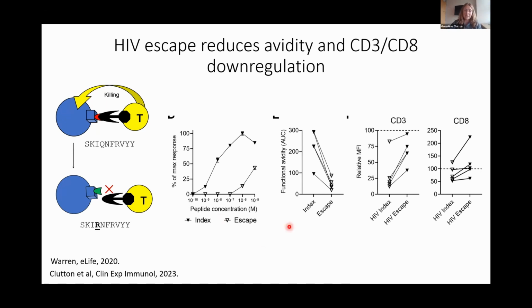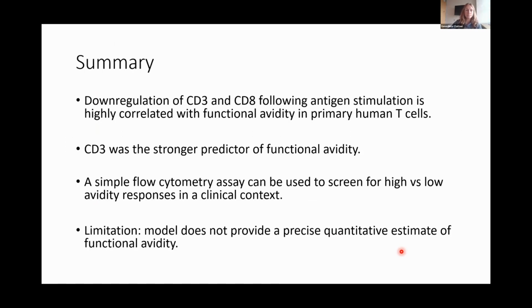So we used the same avidity ELISpot approach to confirm that while responses to the escape epitope were detectable, they were of substantially lower functional avidity than the responses to the non-escaped epitope. And consistent with all of our other observations, we saw that cells responding to the higher avidity index peptide downregulated CD3 and CD8 to a greater extent than those responding to the lower avidity escape peptide.